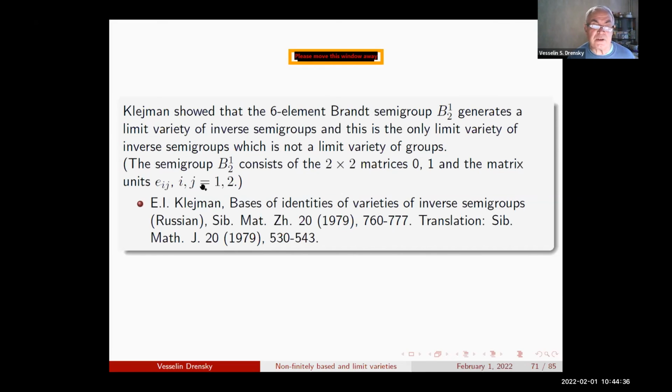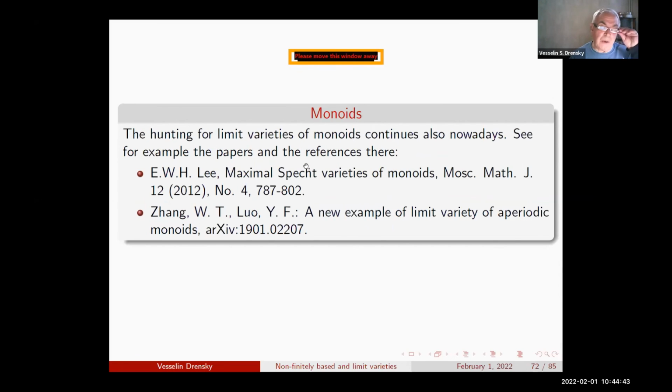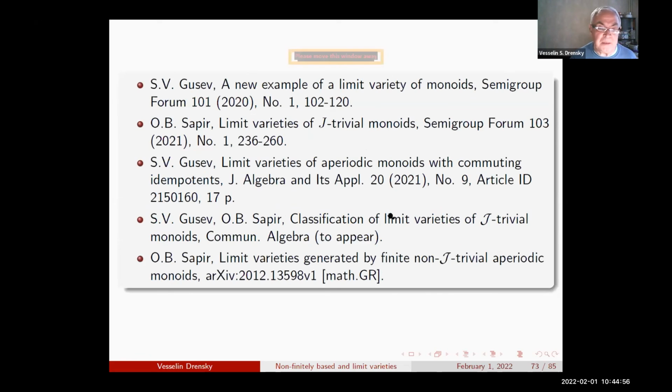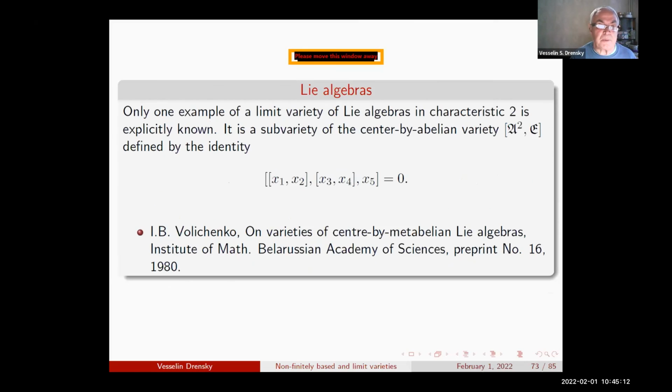So this is something where you have 2x2 matrices, which example we already had a little bit before. And now the hunting for limit varieties continues also nowadays. You see that there are papers which are published in 2021, and which are posted in the arXiv. So there's a lot of activity still on this problem.